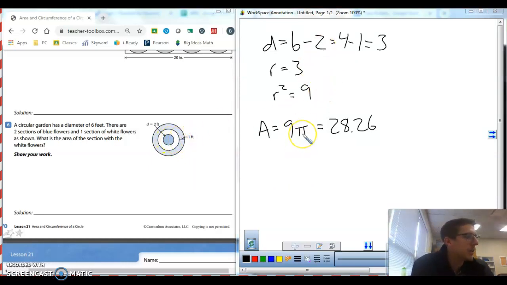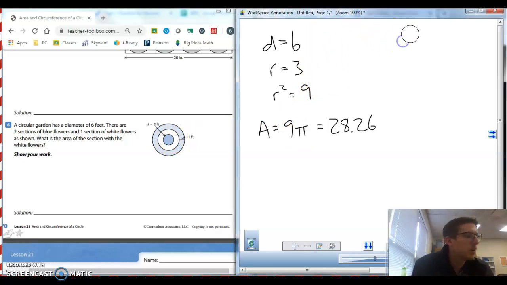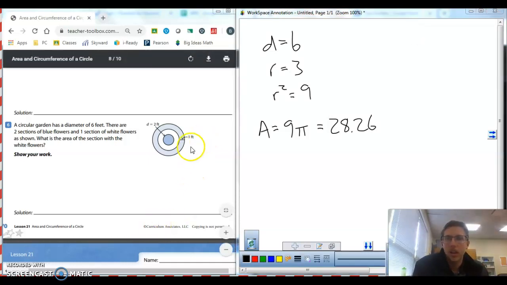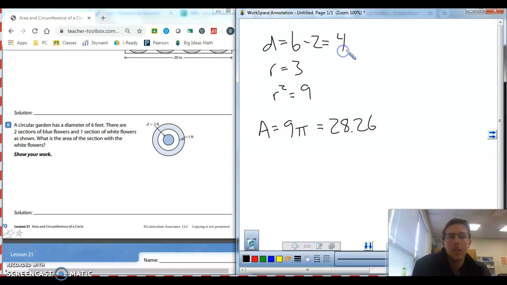Okay, well, if the length right here is 1 foot, that means the rest of it, if the whole diameter is 6, okay, and you're taking away 1 foot here, well, you're also taking away 1 foot from that side, so you're really taking away 2 feet. That means the diameter of that white part is 4, right? Because it takes away from both sides of it. So you got 1 foot here, 1 foot here. That means the rest of it inside's 4.